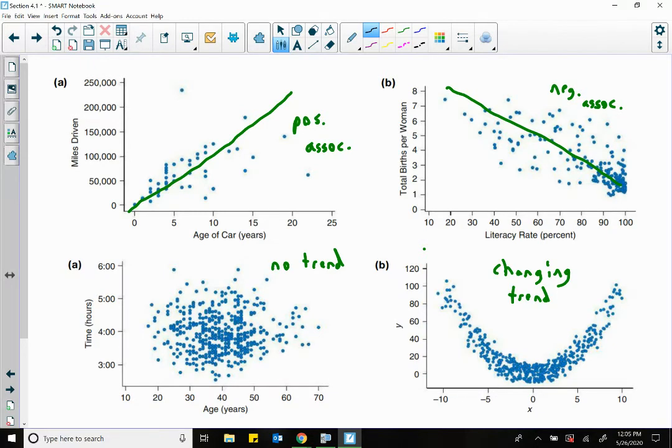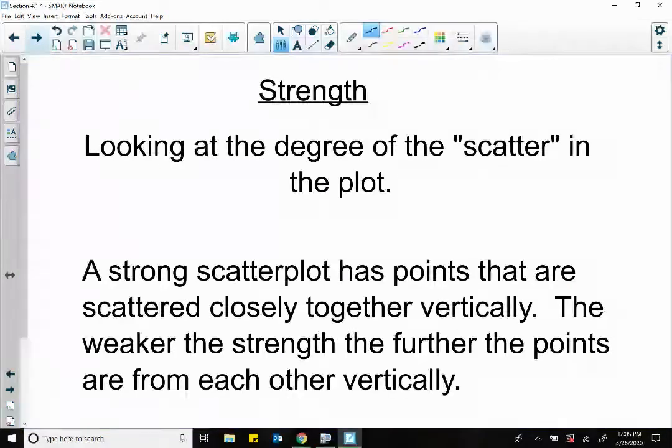And then obviously, if there's no trend, then there's lots of scatter. It's very, very weak strength, and then we don't even talk about this one. If there's no trend, then that means it's weak. All right, so that's what I mean by strength.